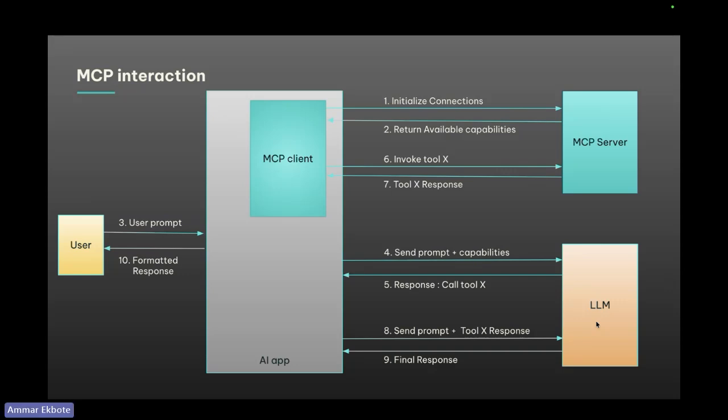This response is then sent along with the original prompt the user had requested to the LLM. So now the LLM not only has the initial user prompt, but it also has the additional information from the MCP server.